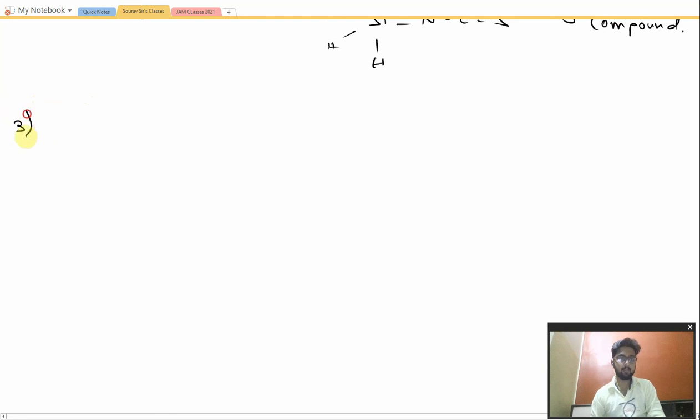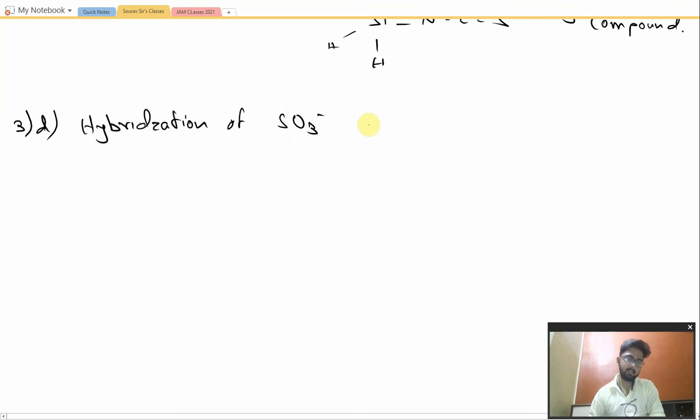It says: what type of hybridization is expected for SO3⁻ and PF5? We have to calculate the hybridization of SO3⁻ and PF5. So let us first calculate the number of valence electrons in each of the species.